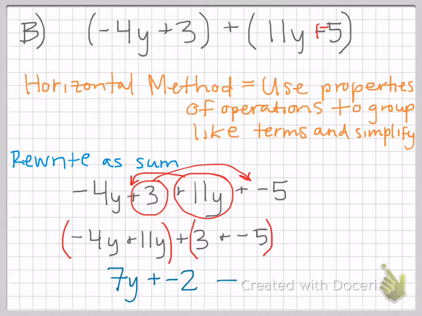Very good. And class, you can also write it like this. Those two mean the same thing. So our final answer is 7y plus negative 2 or 7y minus 2. Comprende? Awesome job. Let's do some on your own. Okay. I'm going to clear this. You ready? Let me get my purple marker. Okay, on your own.